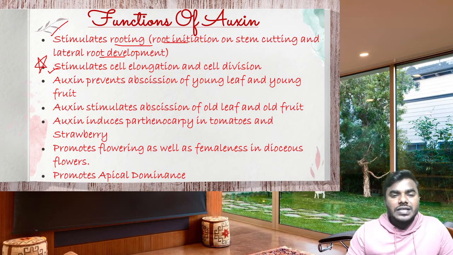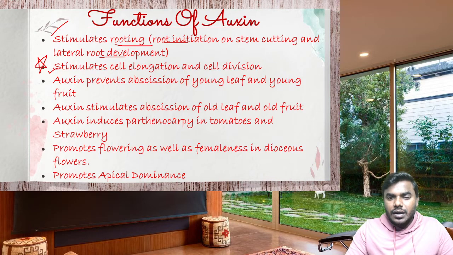This point we have to read very elaborately, then only can we understand. Okay, friends, the most important point: auxin promotes apical dominance. This is one of the most important points, friends.